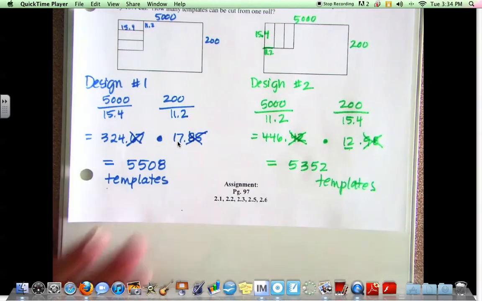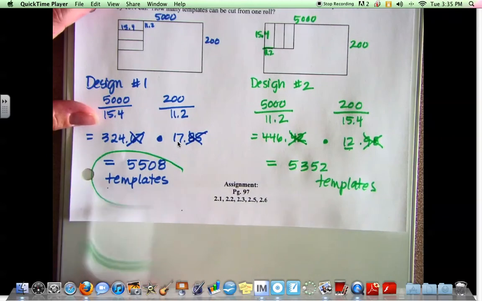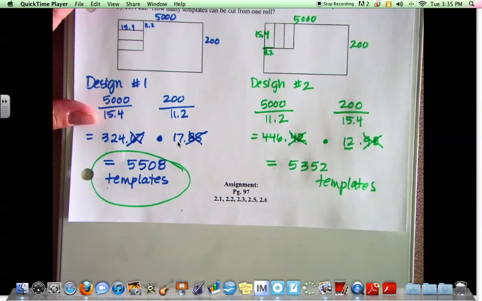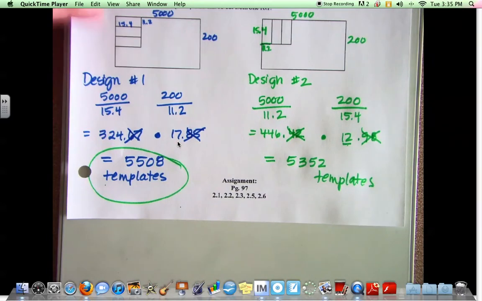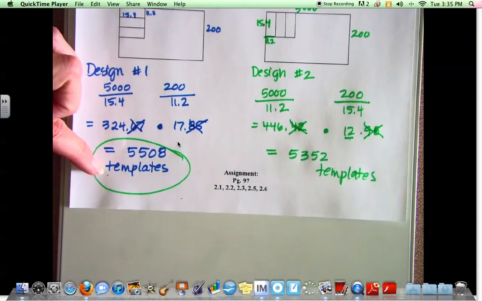You always need to try both ways, because one way is going to give you more templates than the other. So this is the maximum number of templates that can be cut from one roll if we lay it out this design. So design number 1 is going to give us the most templates, which is 5,508.